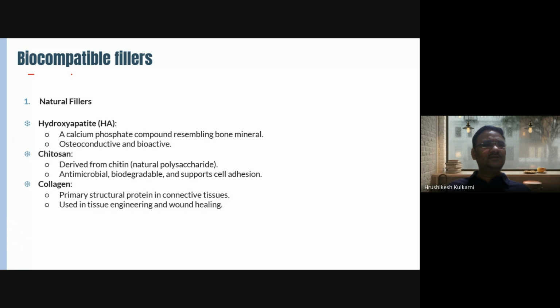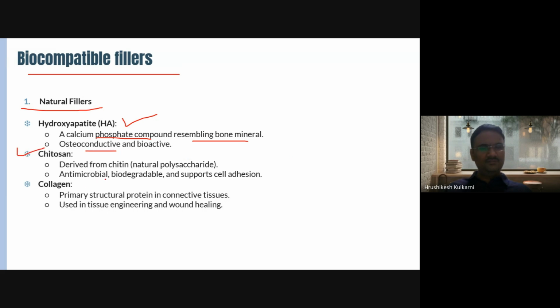Now, there are some biocompatible fillers. We have seen the matrix just before. Now we will see some fillers which will be added in the polymers. Fillers are categorized into the first category called natural fillers. Natural fillers means they are derived from nature. First is HA, hydroxyapatite, which is a calcium phosphate compound resembling bone minerals. Many people have issues with bone porosity, bone damage, bone cracks. That time we are using this.